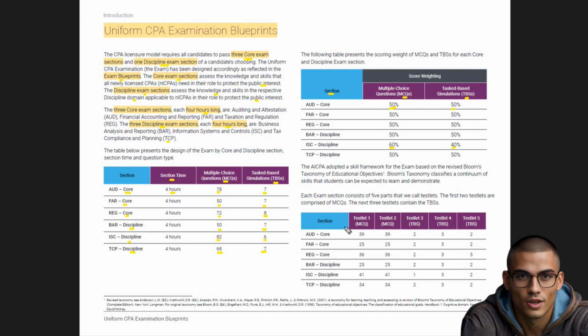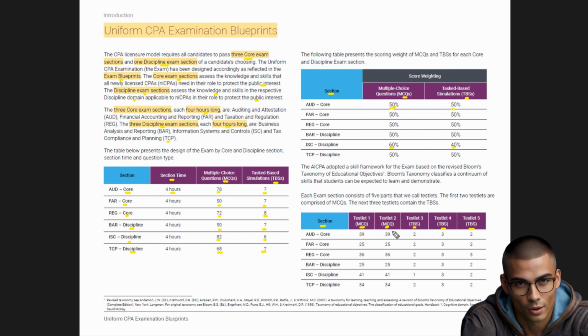Moving on to this table down here, we can see that each section of the CPA exam is broken up into 5 different testlets. So Testlet 1 is going to be multiple choice questions. Testlet 2, again, multiple choice questions. Testlets 3, 4, and 5 are going to be your task-based simulations.